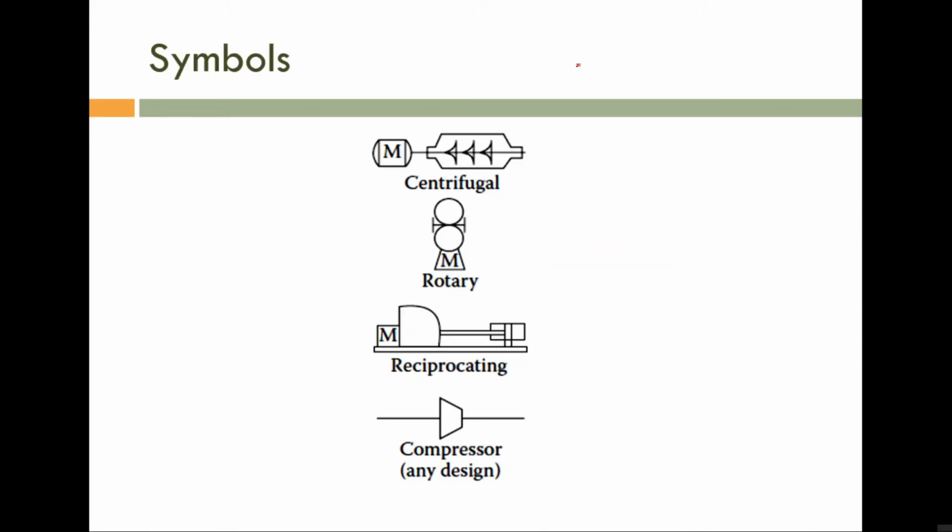Okay, so these are the different symbols. This one is a symbol of centrifugal pump that we are going to discuss from this point. This one is a symbol of rotary pump. This one is a symbol of reciprocating pump. Sorry, not pump. This one is a symbol of centrifugal compressor. This one is a symbol of rotary compressor. This one is a symbol of reciprocating compressor, and this one is the general symbol of compressor. Okay, so please note down these symbols.